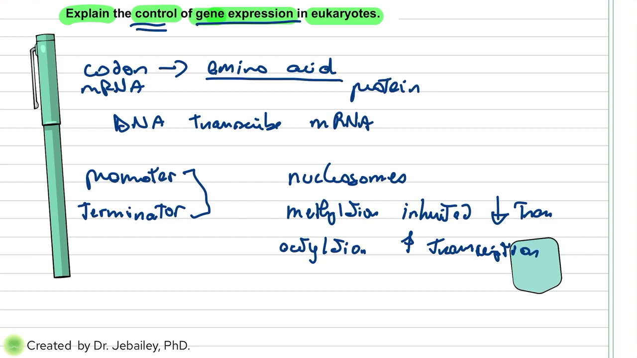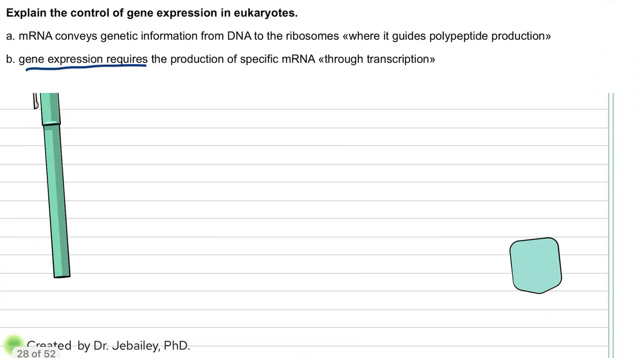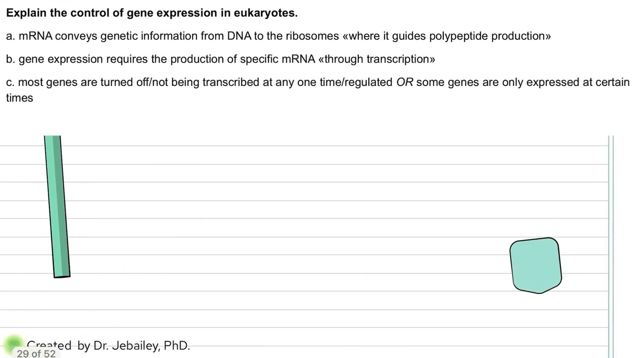So let's go ahead and look at the mark scheme. First it says mRNA conveys genetic information from DNA to the ribosome where you keep making peptides. I did mention this. Gene expression requires production of specific mRNA. Like I said, you had to go and create the mRNA.